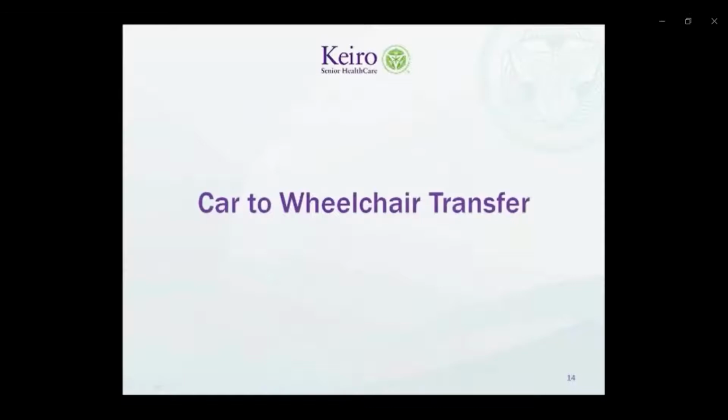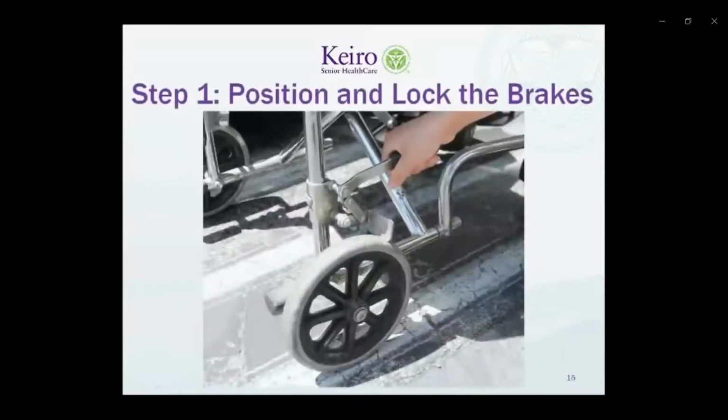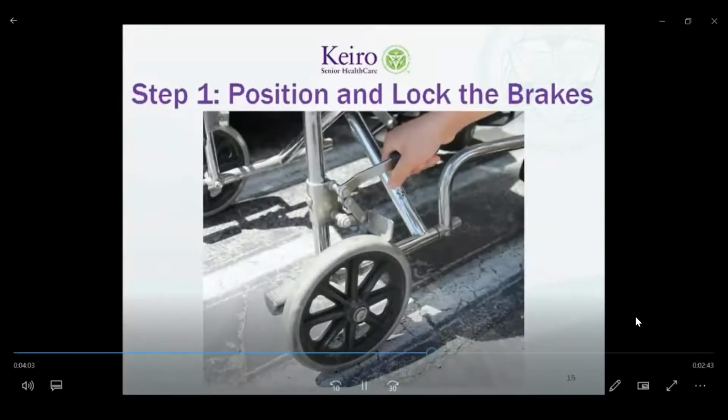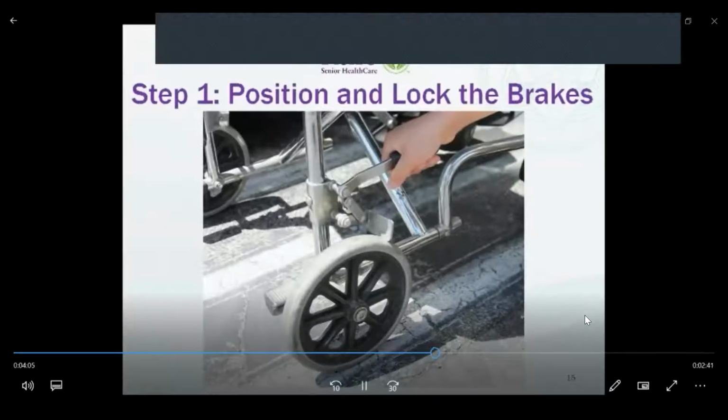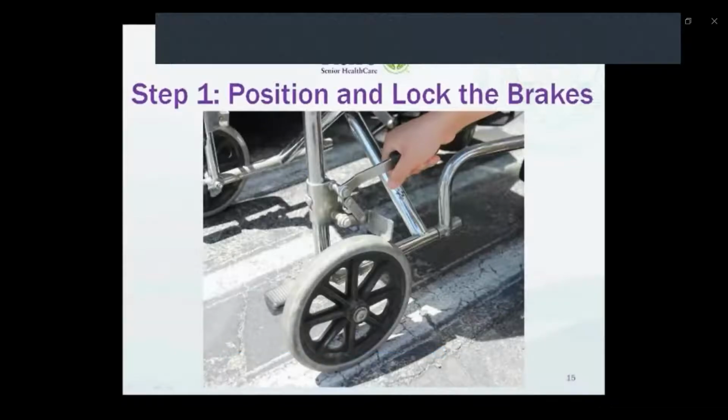Now we will show you how to transfer from the car to the wheelchair. Step 1. First, unfold the wheelchair and position it behind the passenger door and alongside the car. Next, lock the brakes to ensure that the wheelchair does not move while transferring.